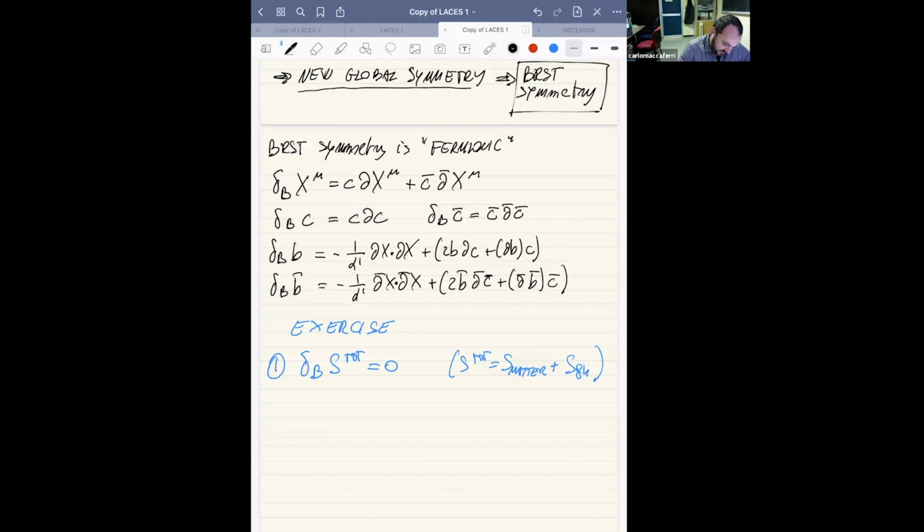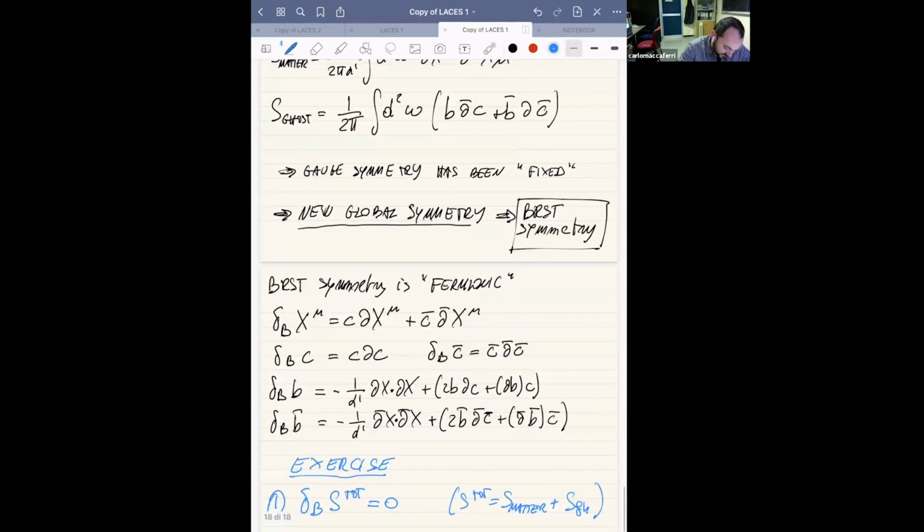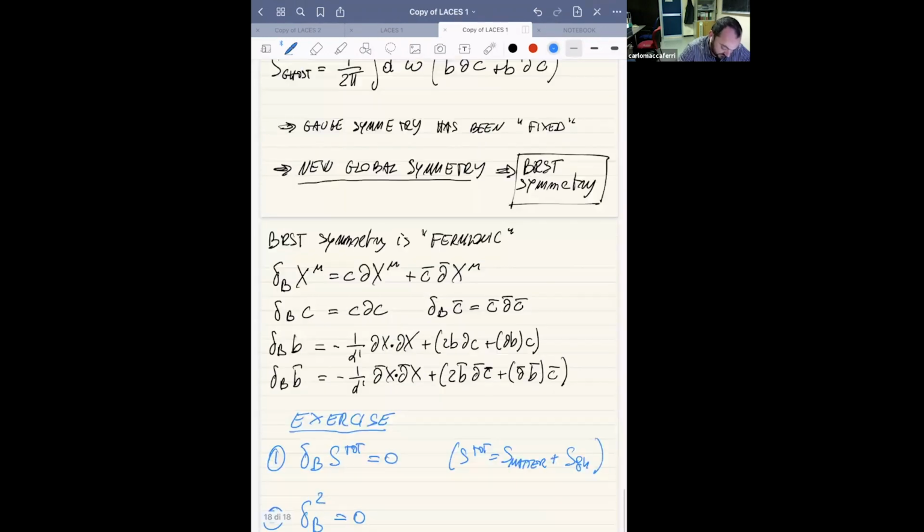But there is another property which is even more important than the fact that the action is BRST invariant: the fact that these variations are nilpotent. So if I apply twice the BRST transformation, I find identically 0. This is a crucial property, and I leave it to you as a simple exercise because it is extremely simple. You act with δ_B on the action, and then you act again, and you will see that it is invariant.